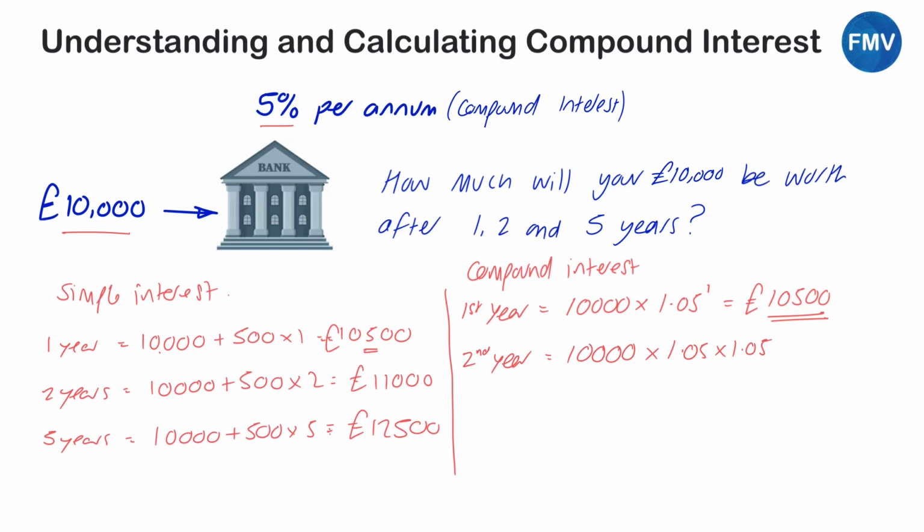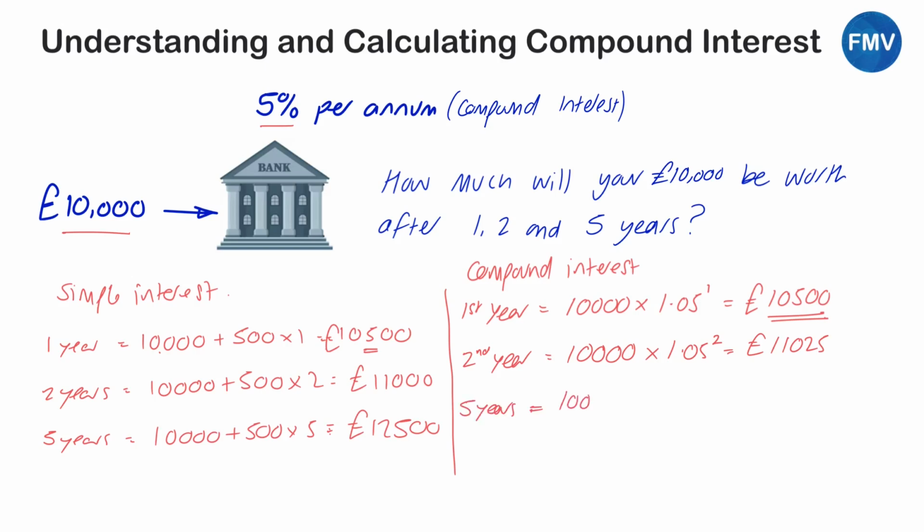Now, rather than writing it like that, what we can do is just raise the 1.05 to the power of 2, so it's multiplying by itself. So we put that into our calculator and we still get the £11,025. If you look at this and you look at this, after 2 years we've got an additional £25. That's because we earned 5% additional on that £500 that was interest earned, whereas from this one we didn't do that. Let's look at the effect after 5 years.